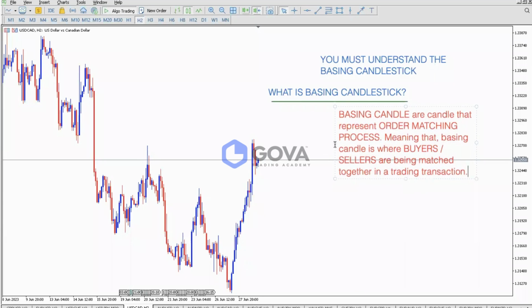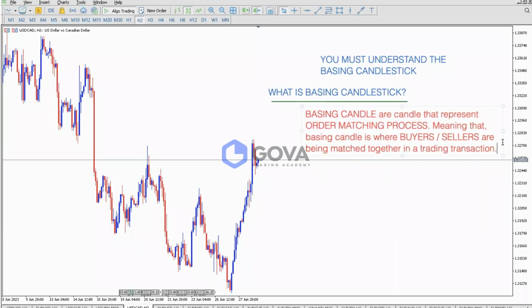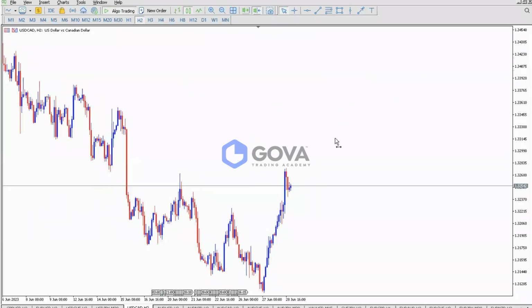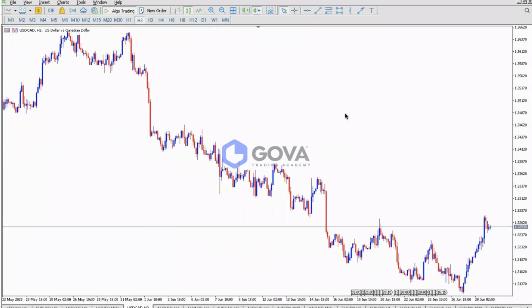Basic candlesticks are candlesticks that represent order matching process, which means that basic candlestick is where buyers and sellers are being matched together in a transaction, okay? Now, let me show you an example of what basic candlestick is. Let me erase this. You can rewind the video and rewatch it on your own later. Now, let me show you an example of basic candlesticks.